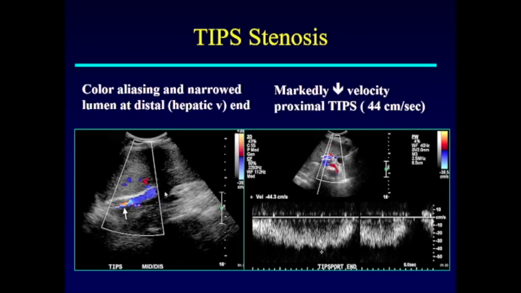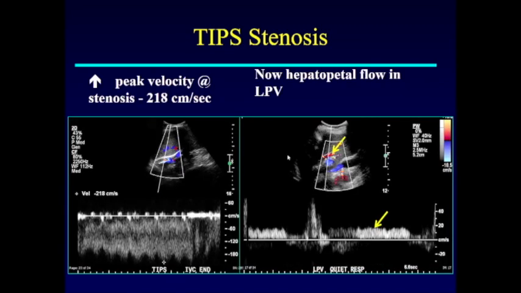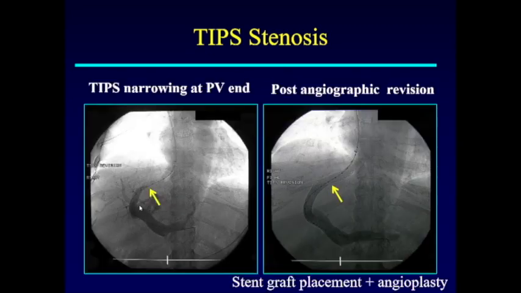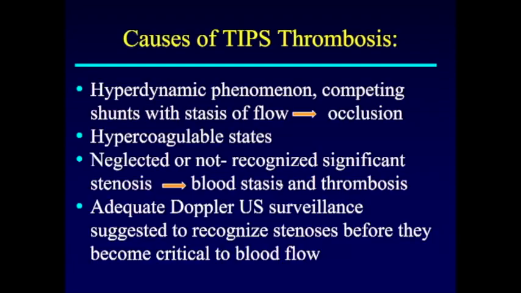Here's another patient who had color aliasing at the hepatic venous end, and that's where the intimal ingrowth occurs most commonly. There's marked decreased velocity in the proximal TIPS. It only measures 44 centimeters per second, so less than the 60. The peak systolic velocity at the stenosis is 218, and there's hepatopedal flow in the left portal vein. And you can see right here, there's the stenosis. It was stent graft placement and angioplasty, and the patient did fine.